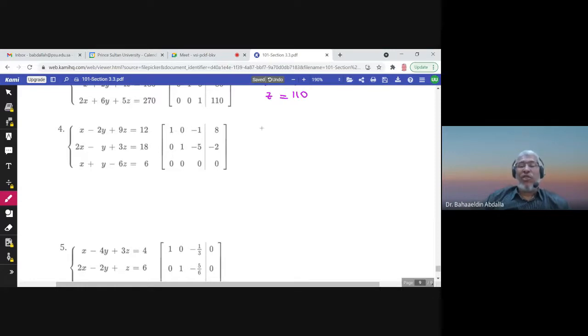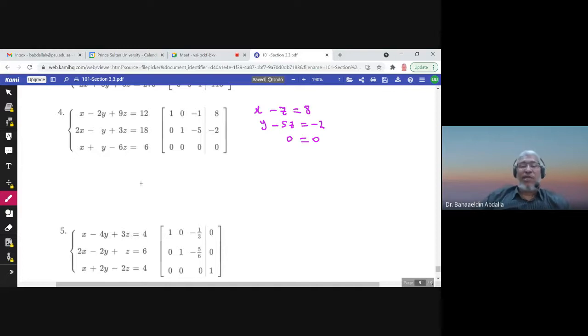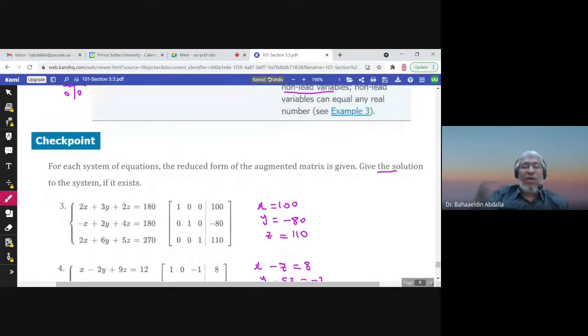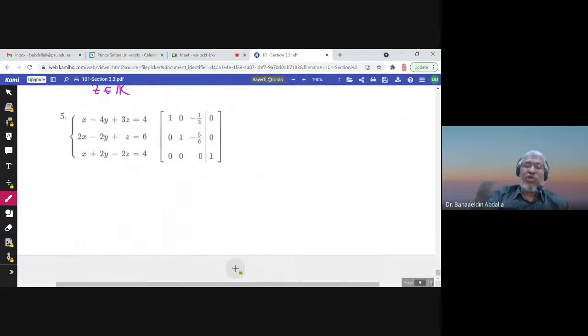So let me write the equations. x minus z equals 8, and y minus 5z equals negative 2, and 0 equals 0. The lead variables here are x and y. So I solve for x. So x would be z plus 8. y would be 5z minus 2. And the non-lead variable is z here. z is the non-lead or the free variable. So z could be any real number. Give the solution of the system. This is the solution of this system.